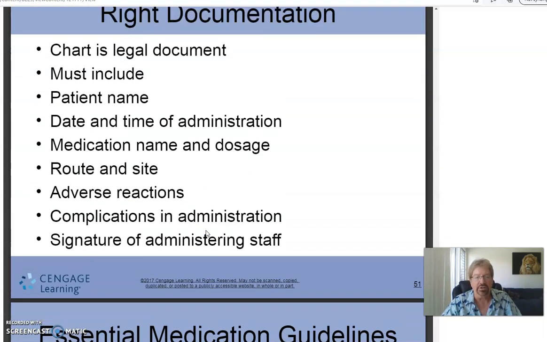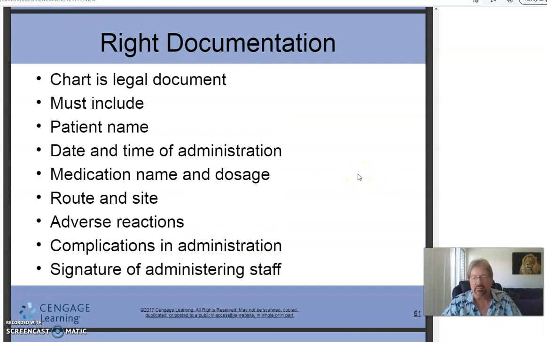Right documentation. The chart is a legal document, guys. The patient's chart is a legal document. It must include the patient name, date and time of administration, medication name, dosage, route and site, any adverse reactions. Hopefully there are none, but complications in administration if there were, and the signature of the administering staff.